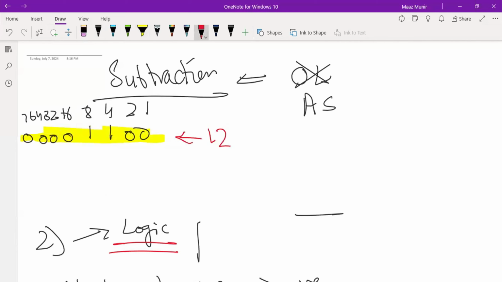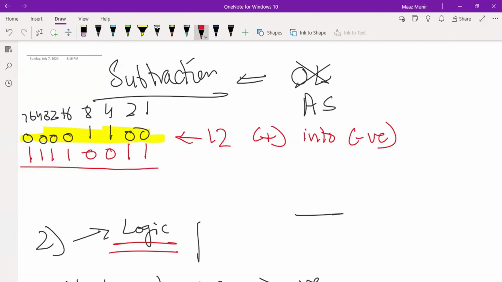Now, how do we convert this positive 12 into negative 12? Converting a positive number into a negative number is really, really easy. You just have to flip the numbers. How do we flip the values? Well, a 0 becomes a 1, and a 1 becomes a 0. 1, 1, 1, 1. This new number represents negative 12.